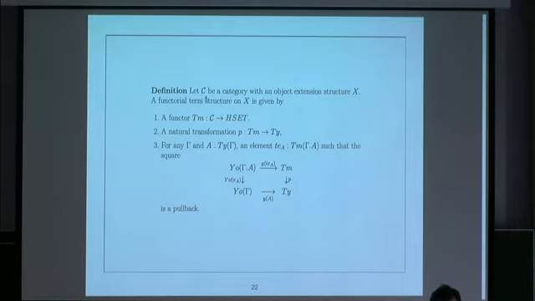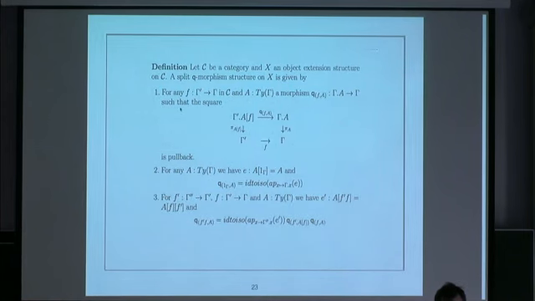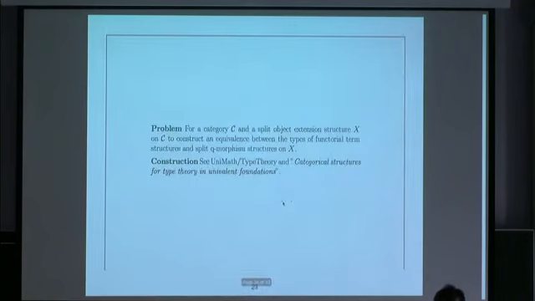And so now if I have a category with an object extension structure, I define two different structures on an object extension structure. One is called the functorial term structure, and it's given by this. And one is called a split Q-morphism structure, and it is given by this. So of course we formalize this and we formalize that. And then we consider the problem for a category C and a split object extension structure X on C to construct an equivalence.